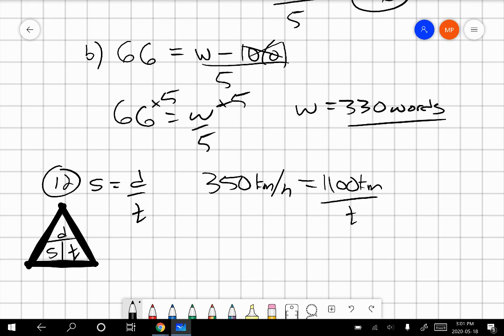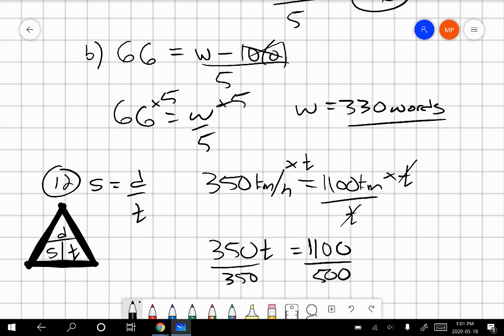But since this is a math class, usually what we would do is we multiply both sides by time. That gets rid of time on the right side. So I've got 350 times time on the left and 1100 on the right. I don't know why I wrote 1,000. It's 1100 on the right. And then the last step is just to divide by 350. There we go.